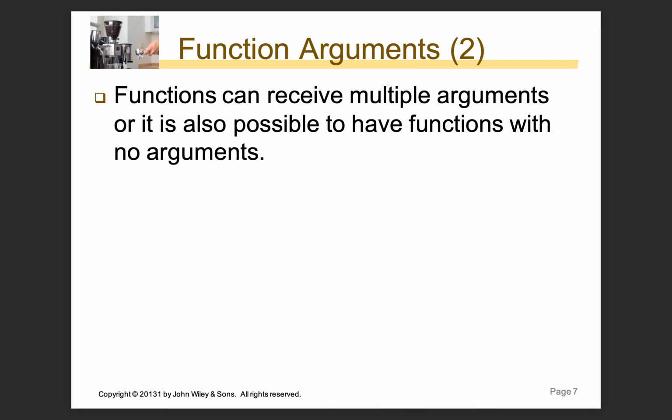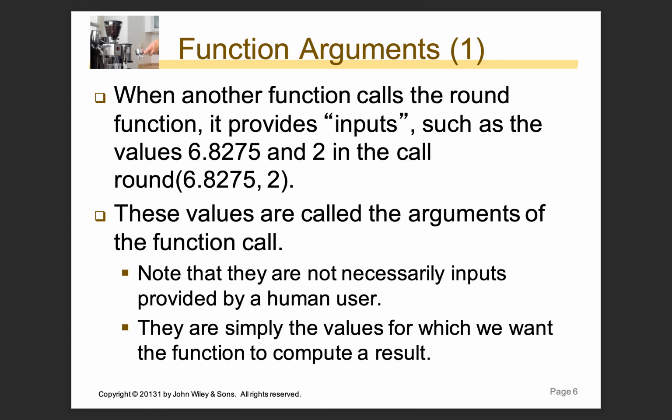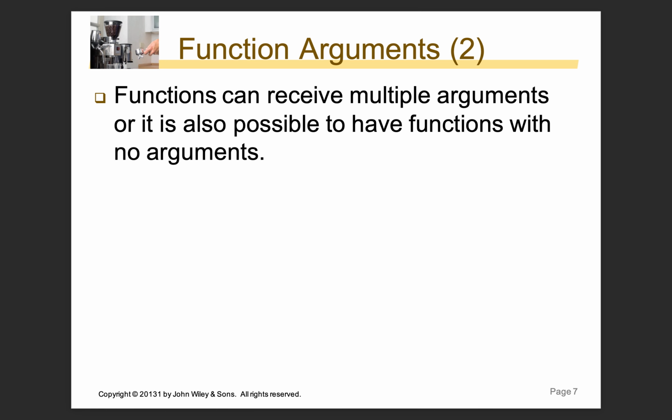Functions can receive multiple arguments, or it is also possible to have functions with no arguments. So the round function here has 2 arguments. The length function we've been using, we typically provide it with a single string and it returns the length of the string. There are others. The print function returns nothing and could potentially have no arguments. It just prints a new line. So you can provide a function with sometimes multiple arguments, sometimes it has no arguments at all.